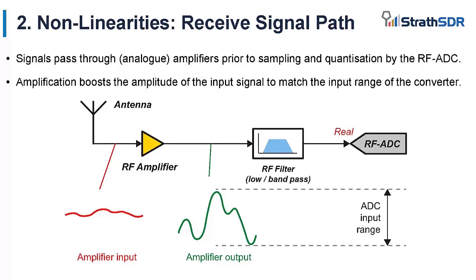Having mentioned that some of the issues arise due to non-linearities in the analog signal processing chain, let's have a look at where that occurs, starting with the receive signal path. Notice that after the signal is captured by the antenna, it's quite small and therefore it needs to be boosted using an RF amplifier to scale it to approximately the range of the ADC input. This amplifier is inevitably non-linear to some extent, and as we'll see later, that's a source of imperfections.